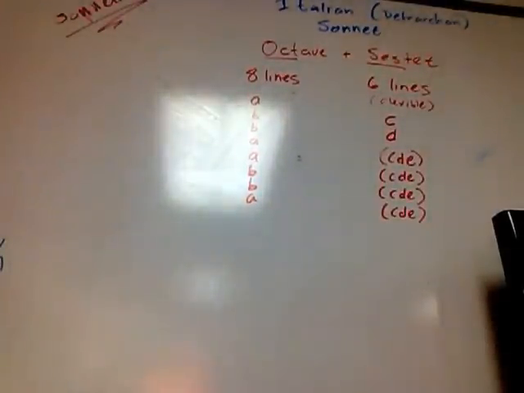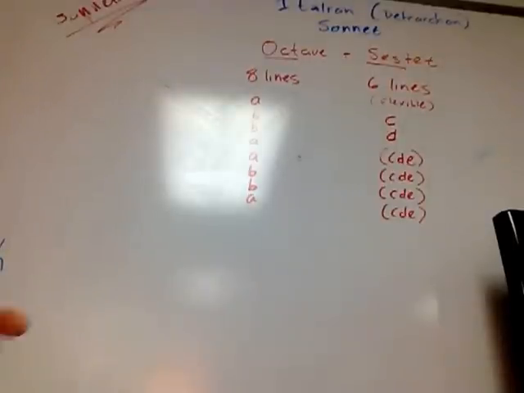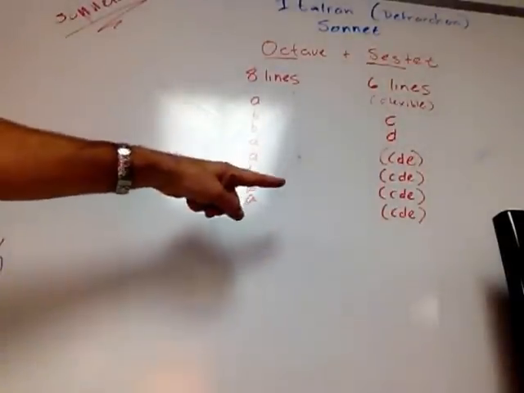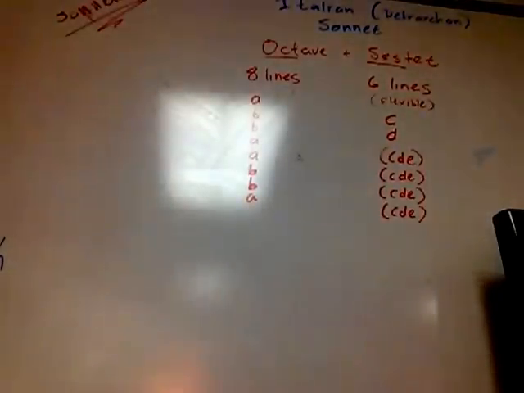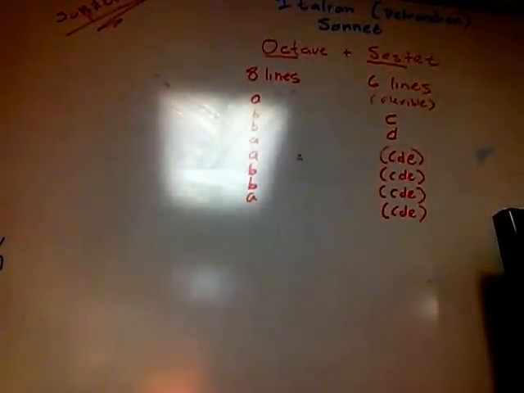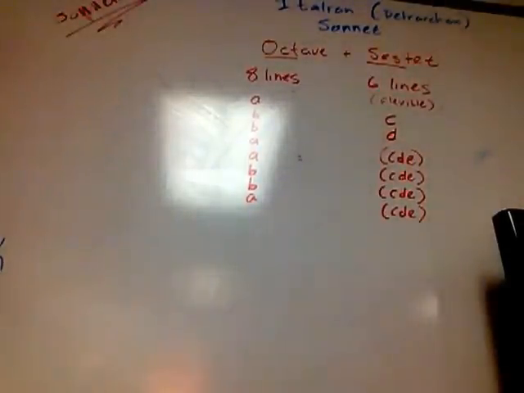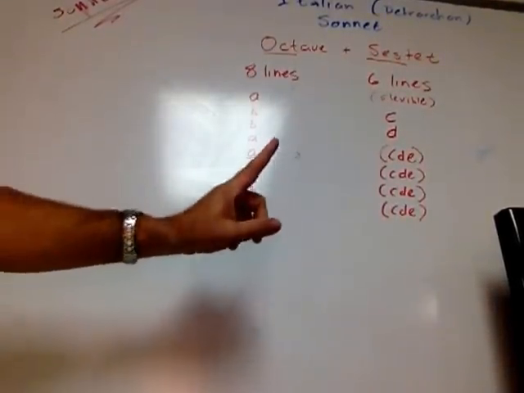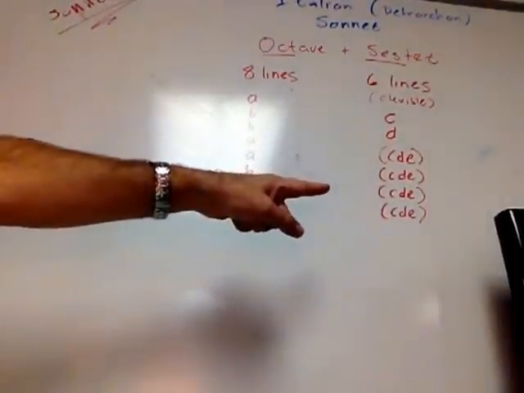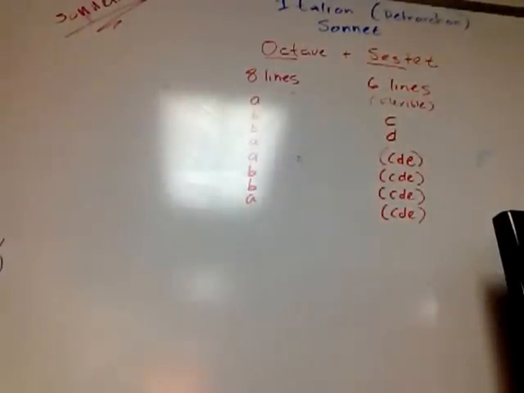Now, the rhyme scheme can vary as long as it's not the same. None of those lines can rhyme with any of these lines. It needs to be obviously a different thought pattern. But you always want to start with a C and a D, and then the remaining 4 lines can be C, D, or E, depending on how you want to put it together, as long as the rhyme scheme is different in the sestet than it is in the octave.